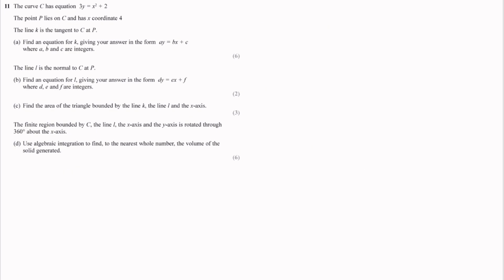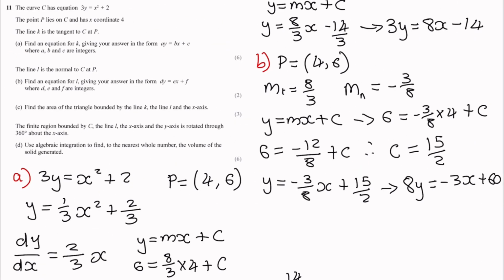Part C. Find the area of the triangle bounded by the line K, the line L, and the x-axis. Okay, so let's sketch it to see what we're looking at. From the previous parts, we know the line K has the equation, from part A, 3y equals 8x minus 14.